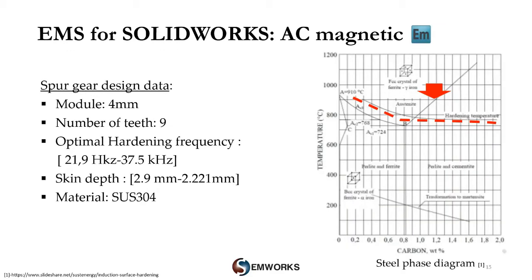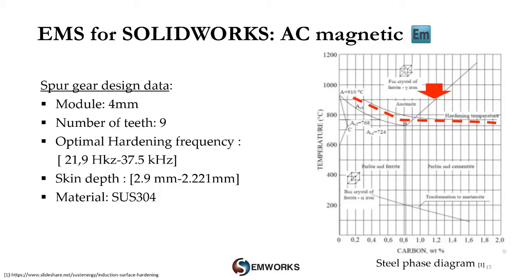Generally, during the hardening process and before being quenched, steel is heated to a temperature slightly higher than the upper critical temperature, which would be between 750 and 950 degrees Celsius, defined by the red line according to the phase diagram in this figure. This condition defines the desired temperature that we will try to reach during our simulations.